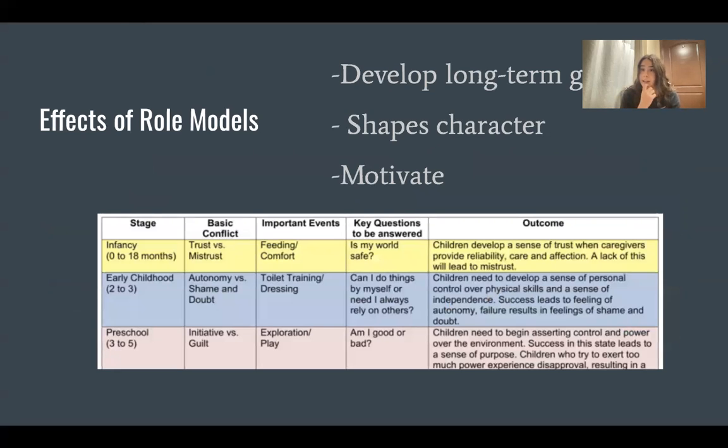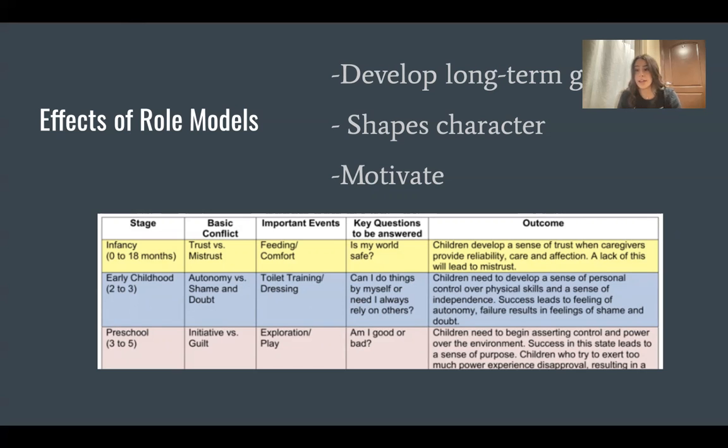The long-term effects of role models are they help develop long-term and short-term goals. They shape the character of a child that will usually stick around for the rest of their lives. And they motivate them not only when they're young, but when they're older. In this little picture here is Erikson's theory of psychosocial development. I'm going to focus on the yellow part, which is trust versus mistrust. This is the first stage of Erikson's theory.